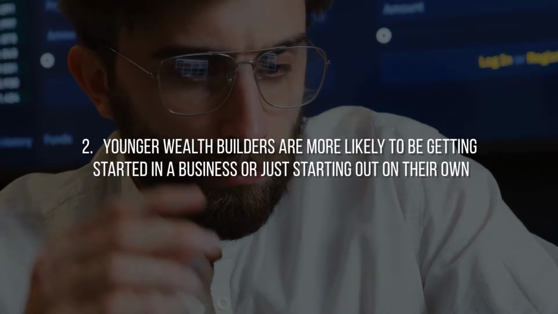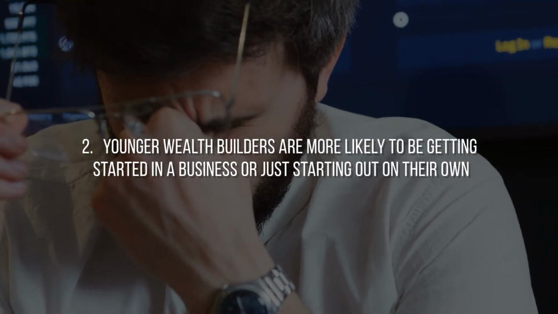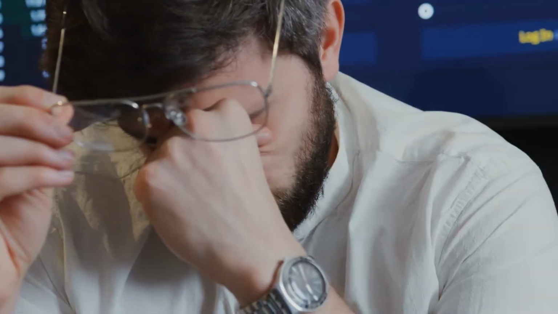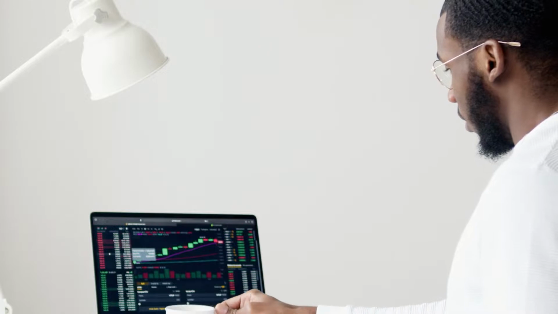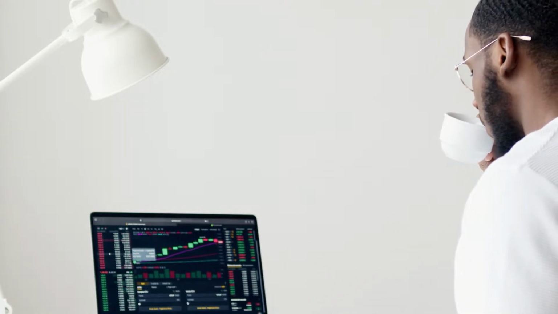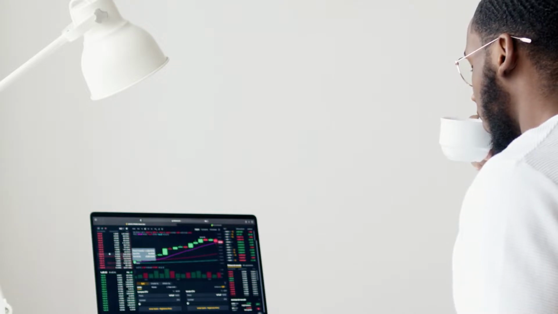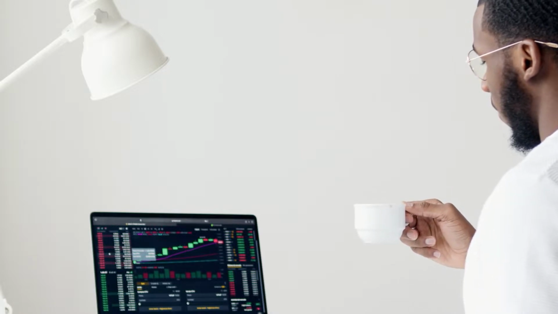Number 2. Younger wealth builders are more likely to be getting started in a business or just starting out on their own. Younger investors might not be ready for a dividend strategy at this point. They may still want to continue following some of their more traditional strategies with stocks, bonds, and cash. Young adults with a desire to invest in their future often find themselves taking on more substantial risk because of the high return potential. There are advantages to this, but also some risks that might arise.